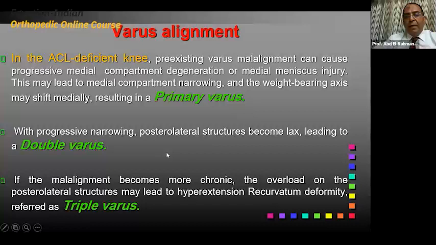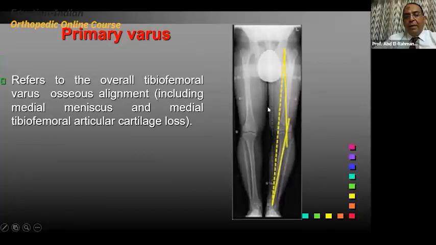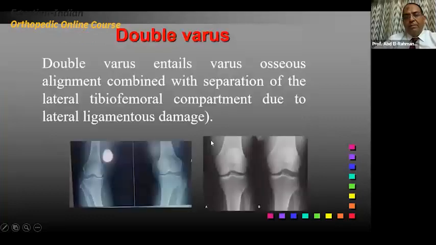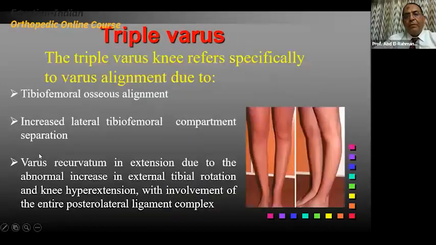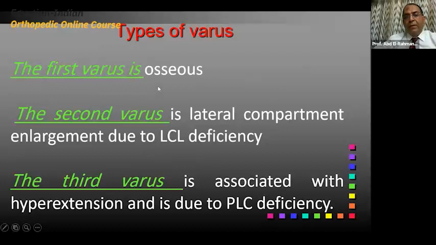Primary varus refers to overall tibiofemoral varus osseous alignment, including medial meniscus degeneration and articular cartilage degeneration. But double varus entails varus osseous alignment combined with separation of the lateral tibiofemoral compartment due to lateral ligament damage. While in triple varus, the patient has varus tibiofemoral osseous alignment, increased lateral tibiofemoral compartment opening, but also recurvatum and external rotation, with involvement of the entire posterolateral ligament complex. So the first varus is osseous, the second varus is lateral compartment enlargement, but the third varus is associated with hyperextension and PLC deficiency.